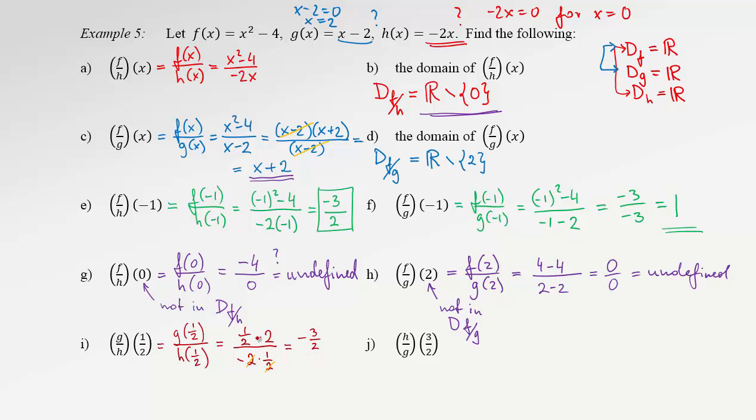Because 2 is like 4/2. 1 minus 4 is -3/2. Over, and here we really have -1, so the overall answer is actually 3/2.